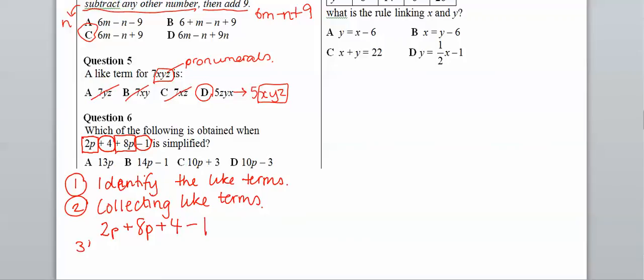Our third step is to simplify. So we add 2p plus 8p and that becomes 10p. And plus 4 minus 1 becomes minus 3. So our simplified expression is 10p minus 3. And that is D in our answers.